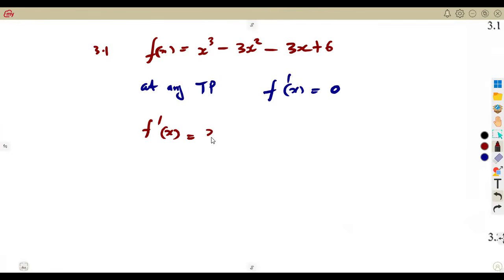Drop the exponent, it's going to be 3x. You subtract 1, so it's going to be 3x squared. Drop the exponent, it's going to be 6x. Subtract 1, minus 3x is going to be minus 3. 6, there is a constant, so that will be a 0.